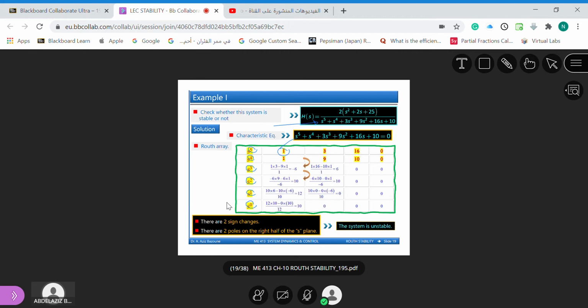And then I jump this one. I will go to the coefficient of S to the power 3, which is 3. I jump this one and I will go to the S, which is 16. And then I jump and then go to 0.